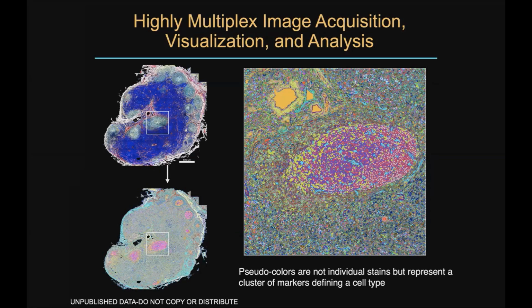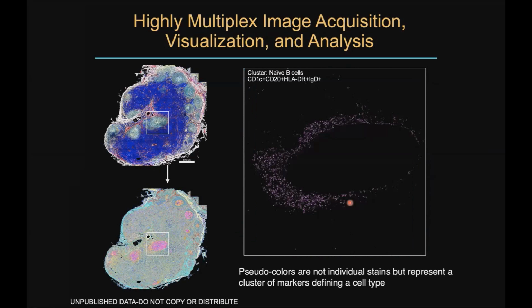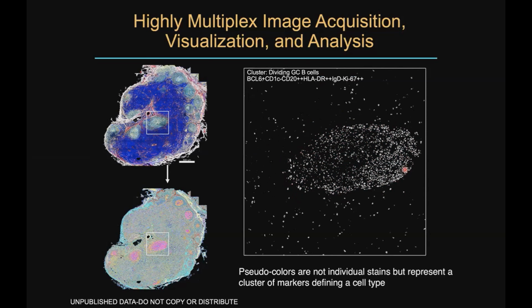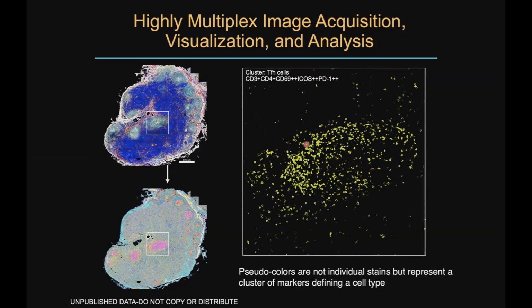And so if we look in the germinal center that I'm showing you here, this algorithm says that these 4 parameters define naive B cells. That's what we recognize them at, and they're all outside the germinal center. These 6 markers define germinal center B cells, and they all show up inside the germinal center. These are the dividing B cells that are enriched in the dark zone, and these are the TFHs that are enriched in the light zone, and so forth.